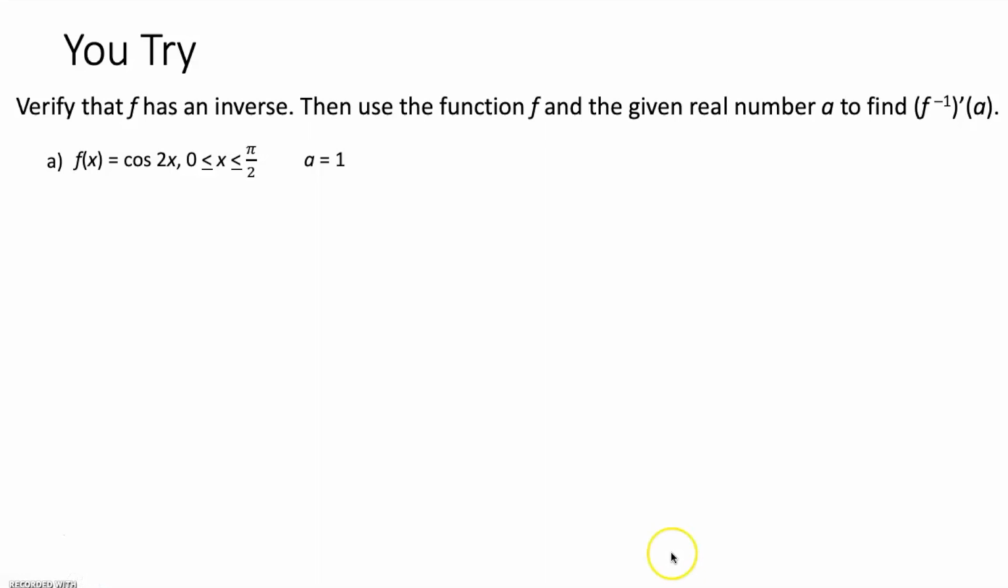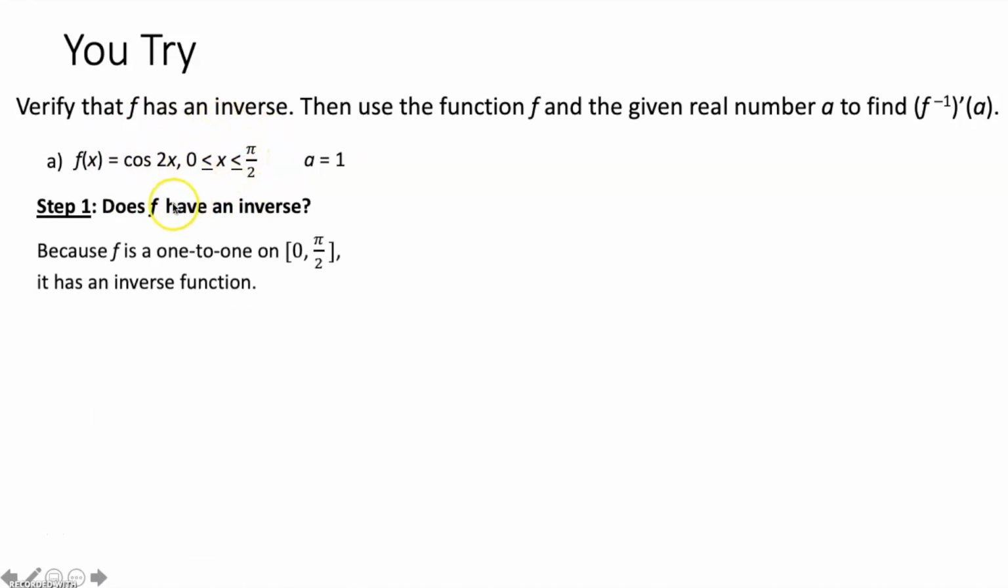You try. Okay, doing the same thing here. Remember, there are 4 steps. The first step is, does f have an inverse? So is this function 1-to-1? Well, normally cosine is not 1-to-1, but its domain is restricted on this given interval. Therefore, this function is 1-to-1 on this given interval. So it does have an inverse function.